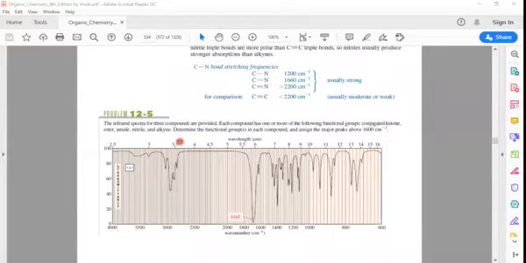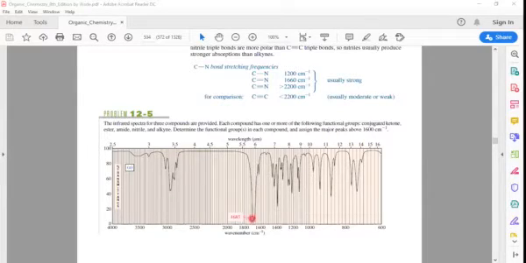Now, let's try to solve this problem. Infrared spectra of three compounds are provided below. Each compound has one or more of the following functional groups: conjugated ketone, ester, amide, nitrile, and alkyne. Determine the functional groups in each compound and assign the major peaks above 1600 per centimeter.